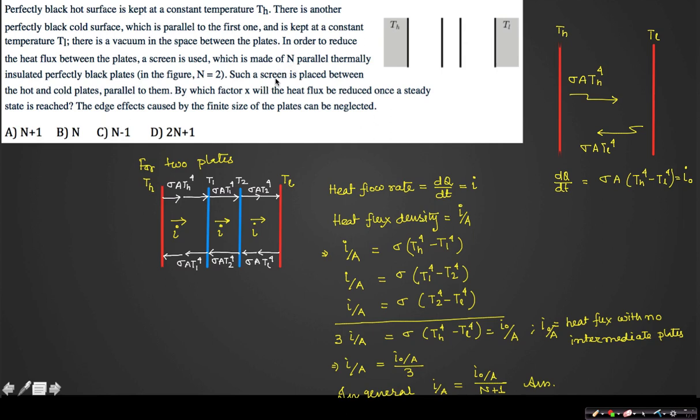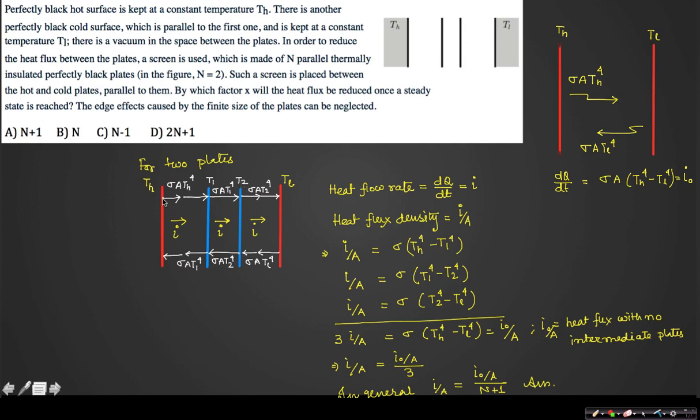Now what happens if I place some screening like this? Several things are happening here. Let us try to understand. First of all, in steady state the heat current will remain the same everywhere, that we all know, and the temperatures of the plates are also constant with time, they are not changing. So this plate is always maintained at Th and this is TL. Now the intermediate two plates, let us assume their temperatures to be T1 and T2.